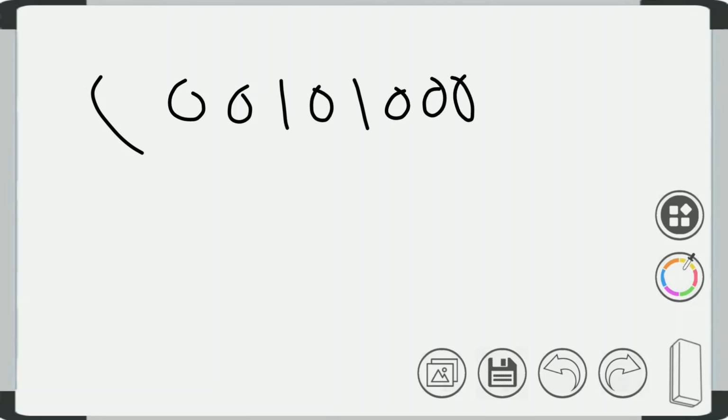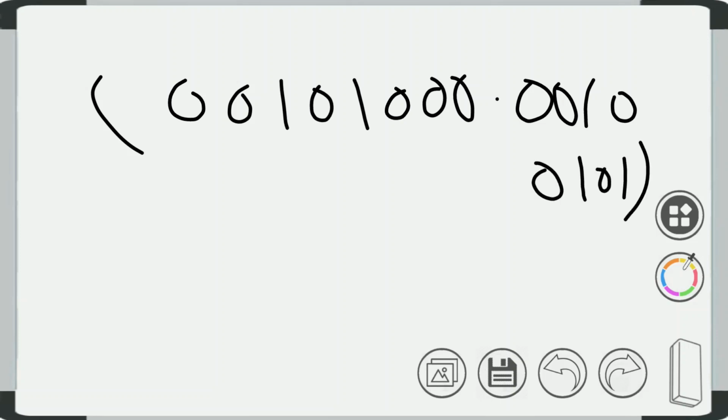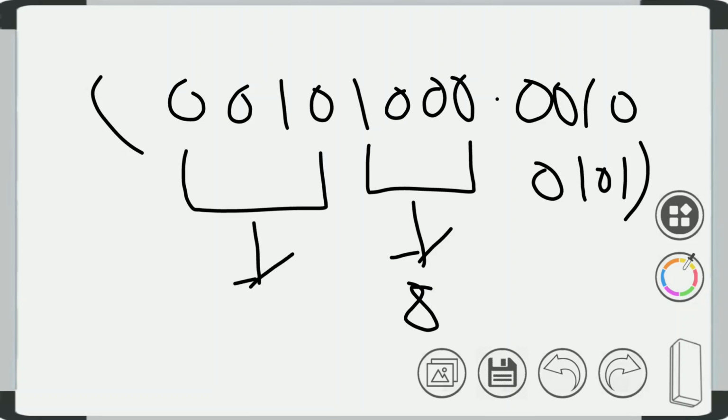Now the binary number, that is 00101000 dot 0010 and 0101. Now you can see that these 4 digits are 8 and these 4 digits are equivalent to 2. So the integer part is 28.